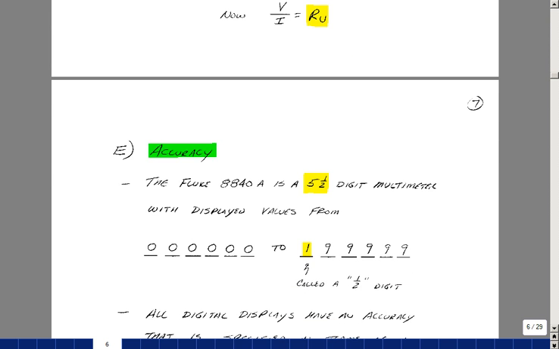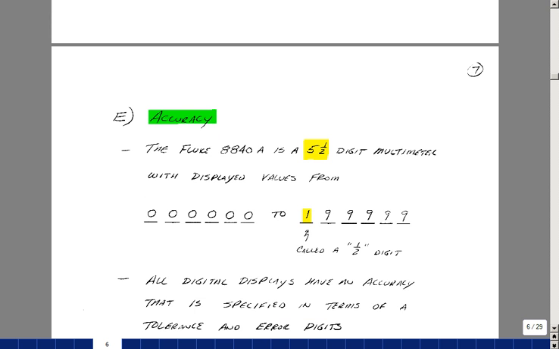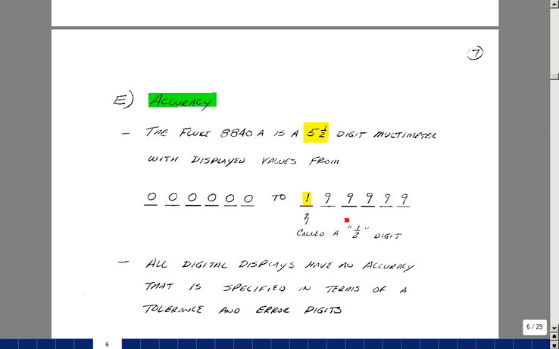Our Fluke Digital multimeter has six places that are displayed. One is called a half digit because it isn't able to go through the full range of numbers. So five of the digits can go from 0 to 9, and then this leading one is either a 0 or a 1. You call it a half digit in the sense of a binary case of just two values.